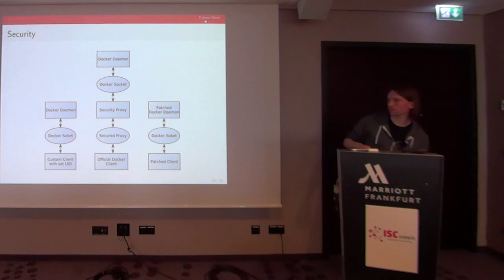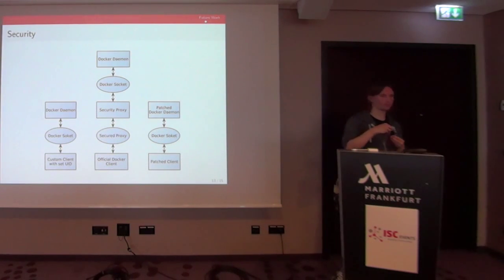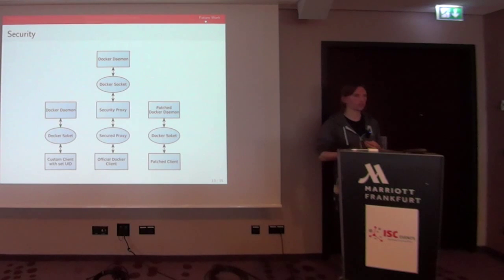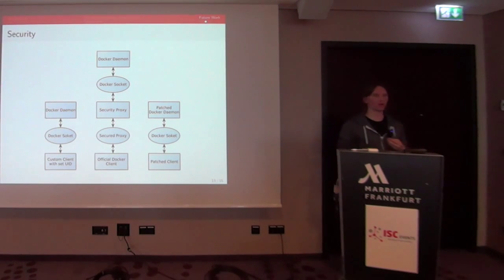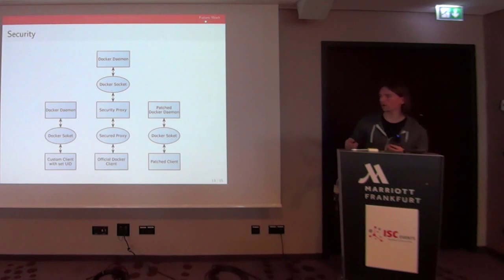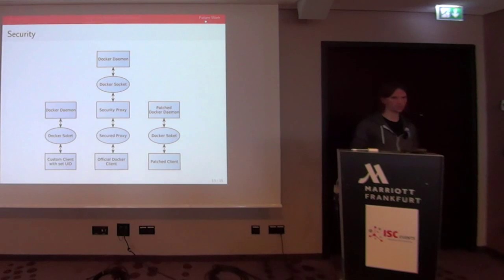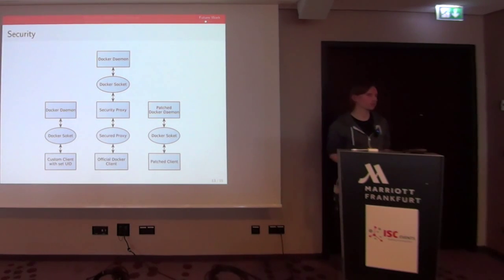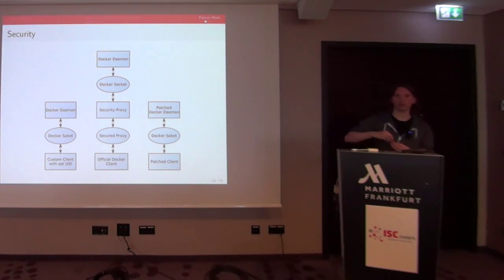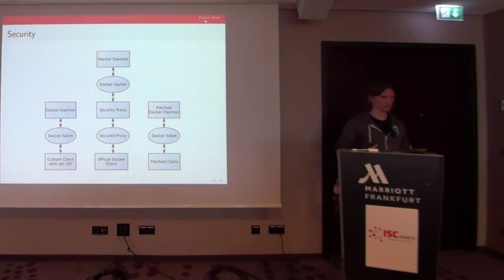Second would be writing some sort of proxy software that filters your run commands, checks for certain volumes to be mounted and ports to expose, and denies the execution if you're violating some sort of rules. Or the third solution, which I think would be the best for everyone, is to modify the official Docker daemon and Docker client to make it possible to define some sort of security rules.